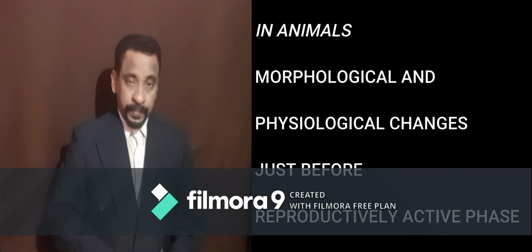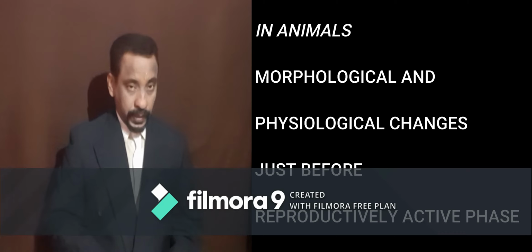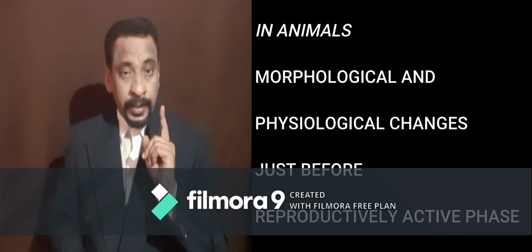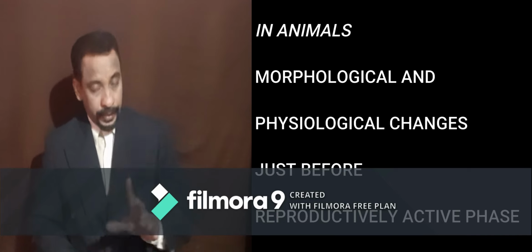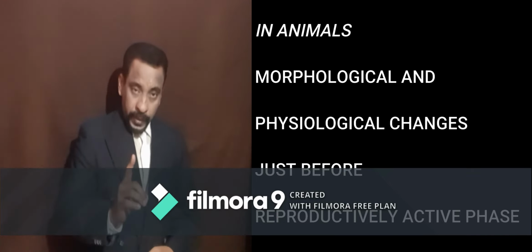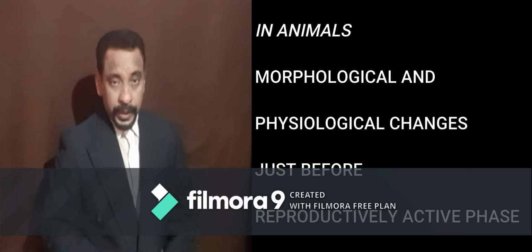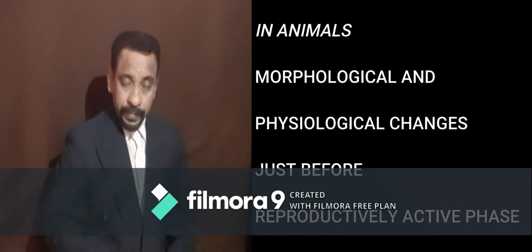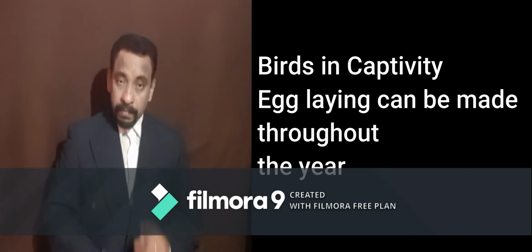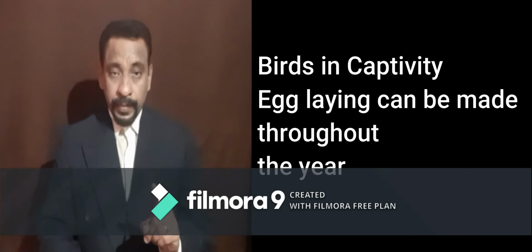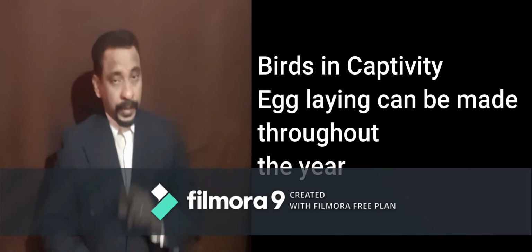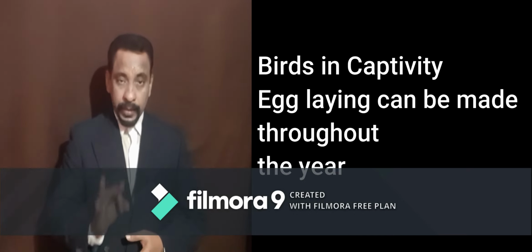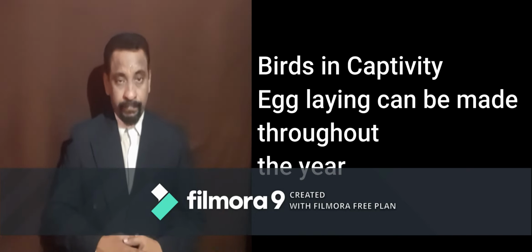Next, we have to see what happens in animals after the juvenile phase. Morphological and physiological changes occur just before the reproductively active phase. The reproductively active phase is variable in different organisms. In the case of birds, they lay eggs only seasonally. But it is different in poultry farms or birds in captivity, where they can be made to lay eggs throughout the year. So, laying eggs is not fully connected with reproduction.